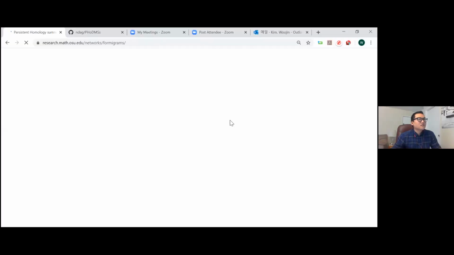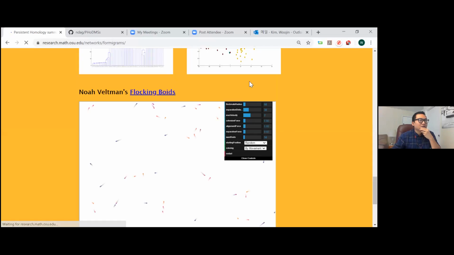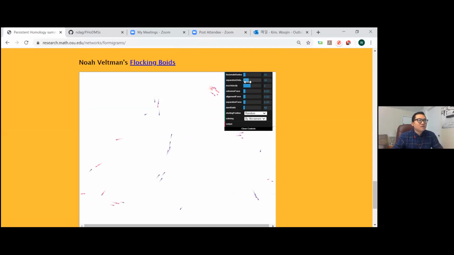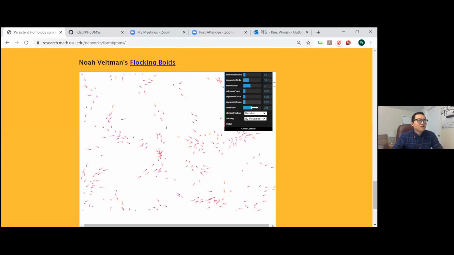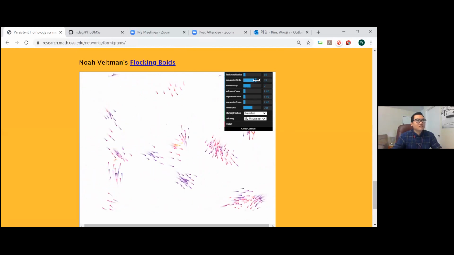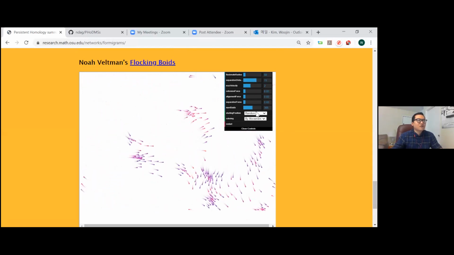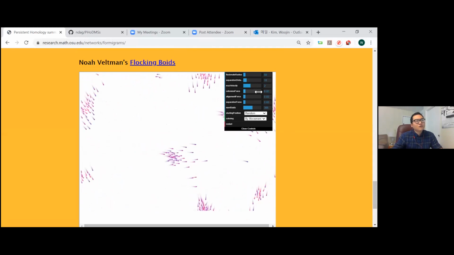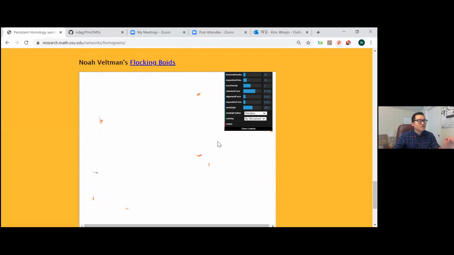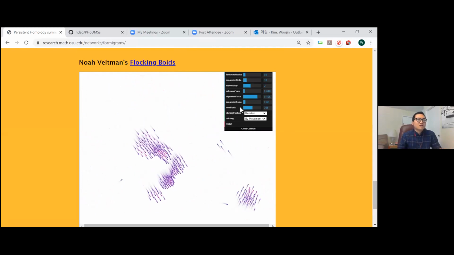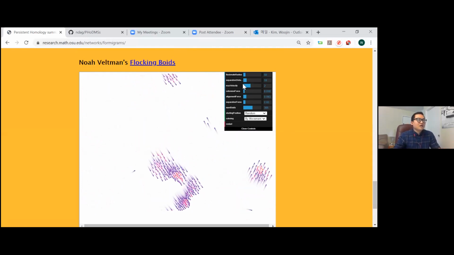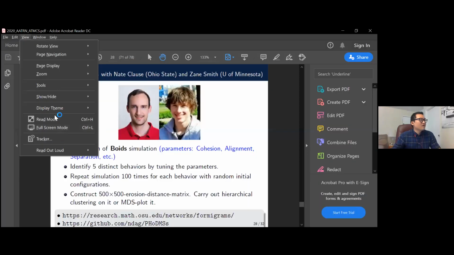So that simulation is controlled by a few different parameters. You can change the number of entities, and if you increase the separation parameter, they tend to be separated. If you increase the cohesion parameter, they try to be cohesive to each other. And if you increase the alignment parameter, they try to be aligned with their neighbors. So by tuning these parameters, we identified 5 different swarming behaviors.